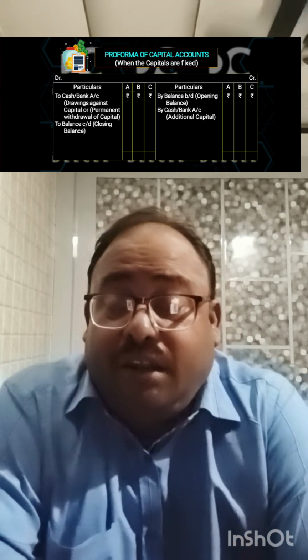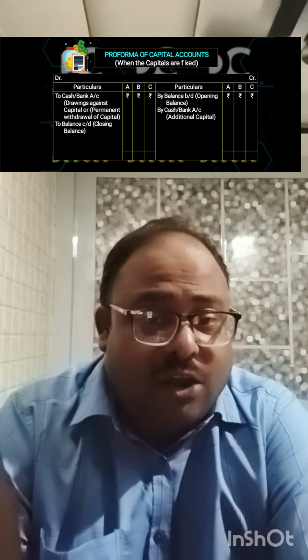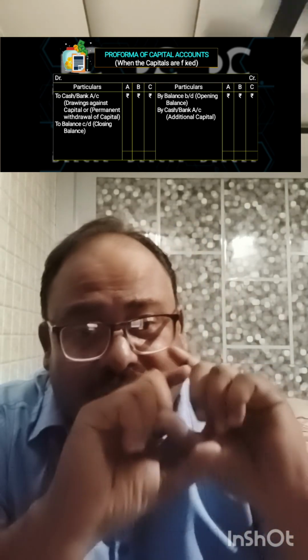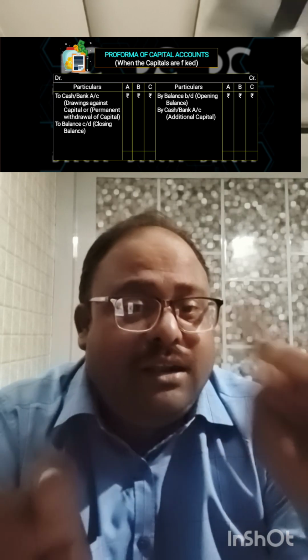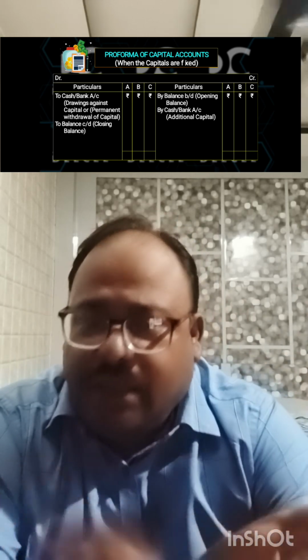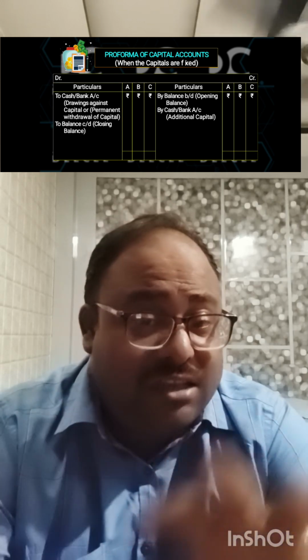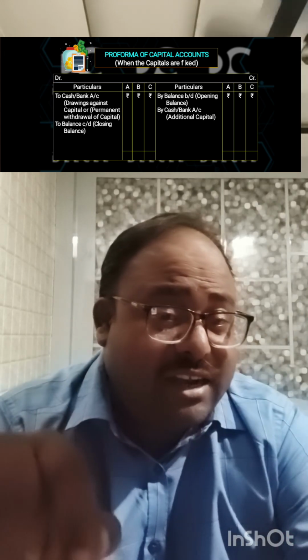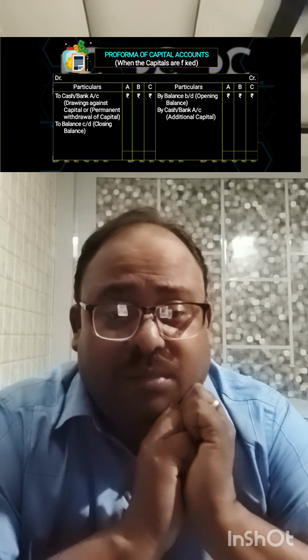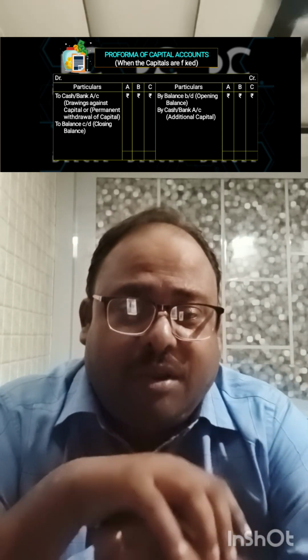But when you are maintaining the fixed capital method, there will be two accounts: one is the capital account, and one is the partner's current account. Whatever appropriation has to be done will be done via the current account. The capital account will only change by addition of capital or withdrawal of capital. Nothing else, no interest, nothing will be recorded in it. In the fixed capital method, the capital balances at the beginning and at the end remain the same. They may change only when additional capital is introduced or withdrawn.